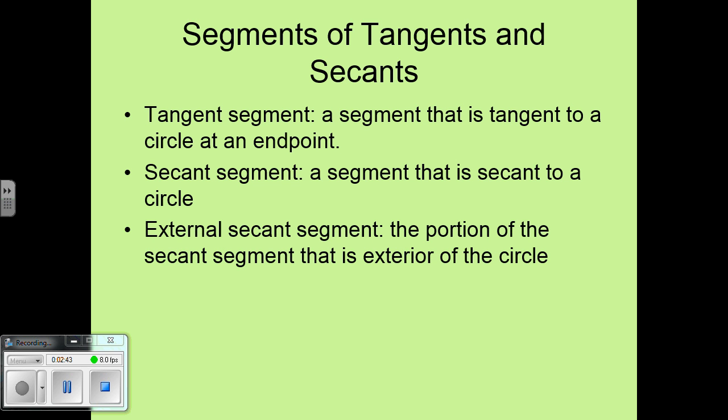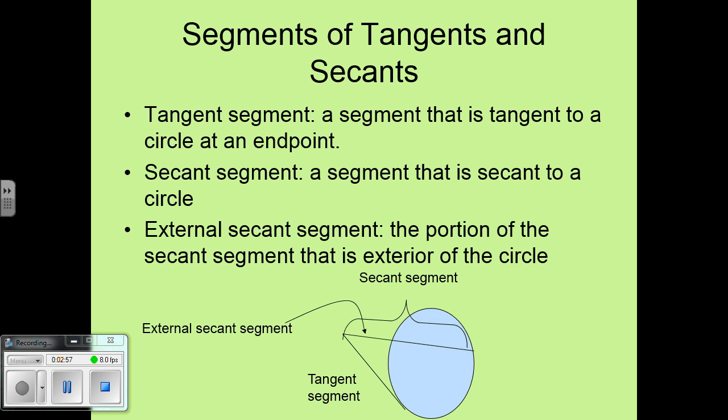Now, with the secant portion, you're going to have a portion that's inside the circle and a portion that's outside the circle. The external secant is the one that's on the outside. External, outside. So here's your picture. We have the tangent segment, so you see that its endpoint is still one point on the circle. The whole secant segment is the line that's intersecting the circle twice. And then the external secant is part of the secant, but it's the part that's outside. Hopefully that makes sense.